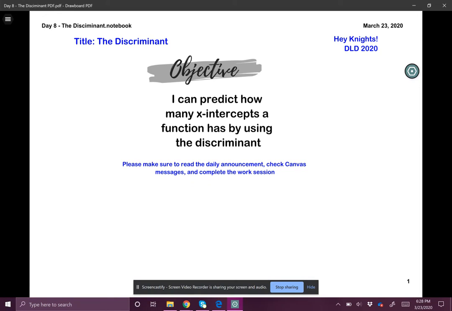This lesson is over the discriminant. The discriminant is something that helps us predict how many x-intercepts a function has. So that's our objective today: I can predict how many x-intercepts a function has by using the discriminant.